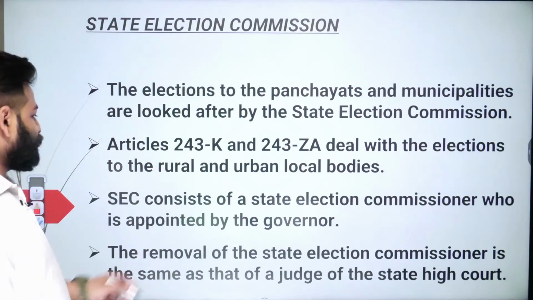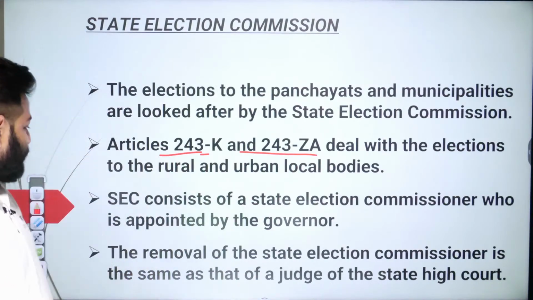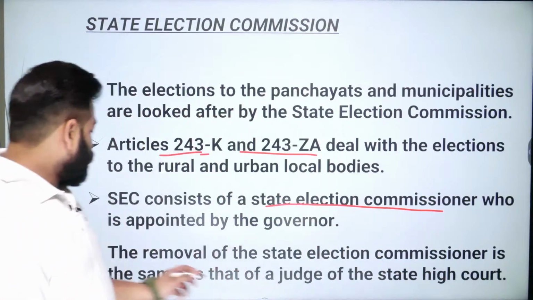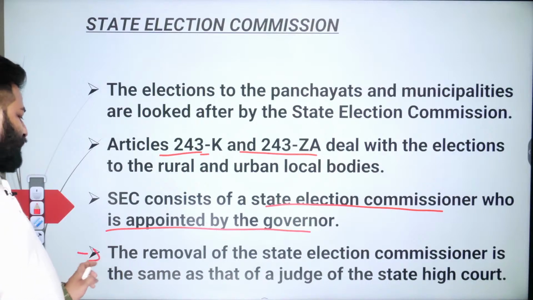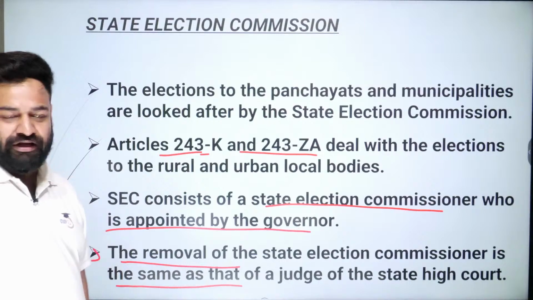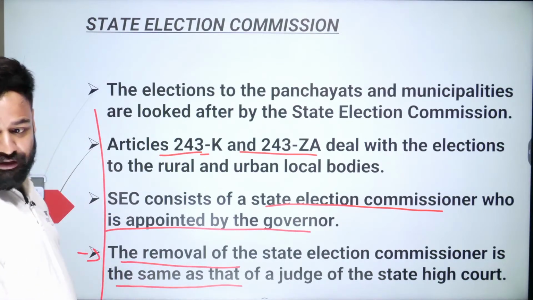So here, the Election Commission of States, that is simply the State Election Commission, has two articles, 243K and 243ZA. It consists of a State Election Commissioner who is appointed by the governor. What is the qualification? The removal of the State Election Commissioner is the same as that of a judge of the High Court, and the qualification is also to be determined by the governor.